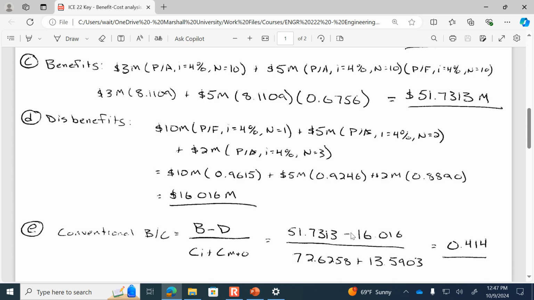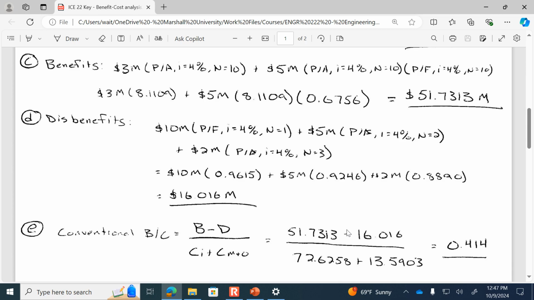So the conclusion here is that this new highway that's described is not suitable for construction. It should not be undertaken because for every dollar of cost, it's only delivering 41 cents of net benefits.